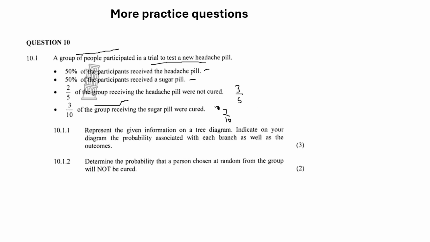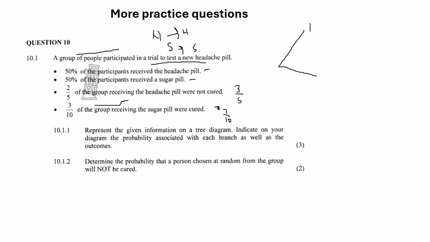Okay, first thing first, remember you must always put the first generation, which is what we're given at the beginning. We're being told that there were people who have been tested for a sugar pill and also a headache pill. So you must ask yourself now, which letters are we going to use? Let's use H for the headache pill, and then S for sugar pill.